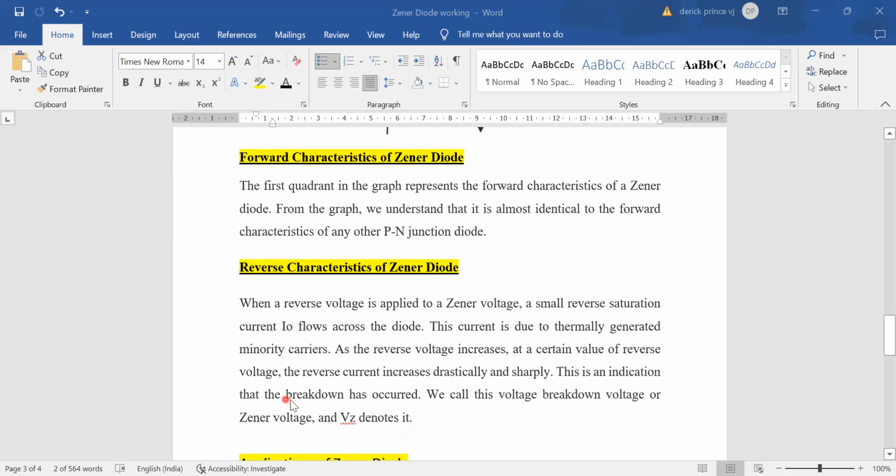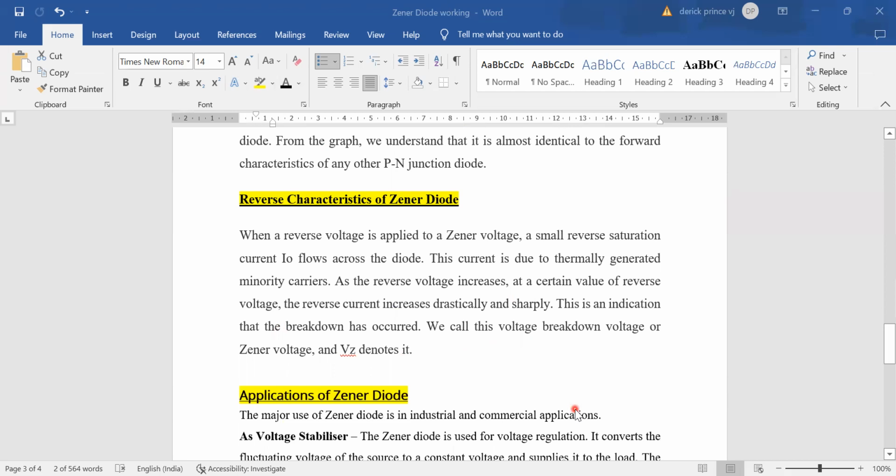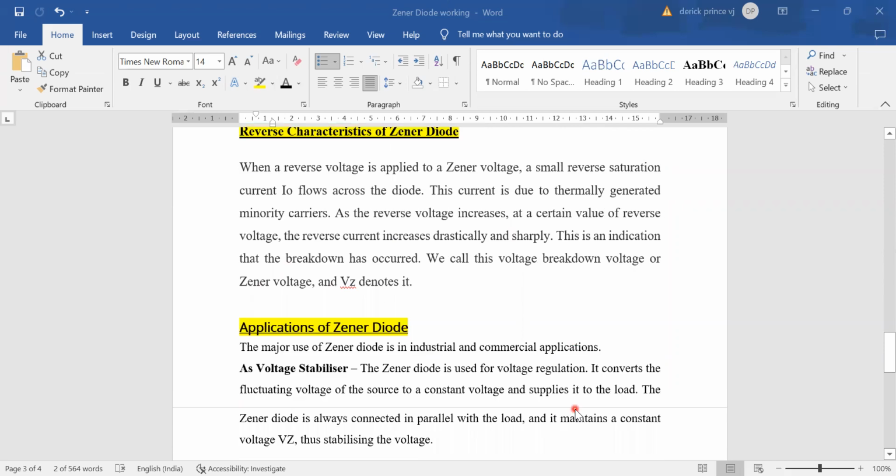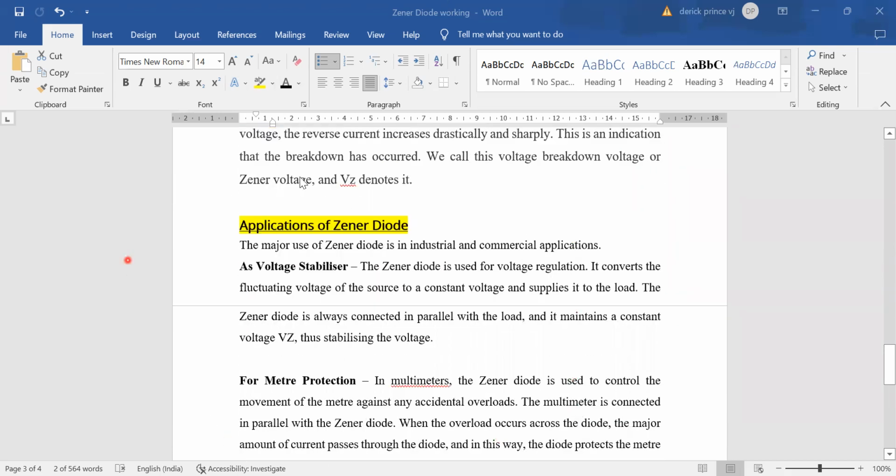This is an indication that the breakdown has occurred, but the diode will not get damaged. A normal diode will get damaged because it is not heavily doped, so it will not work in the reverse bias condition. But the Zener is working in the reverse bias condition. So we call this the breakdown voltage or Zener voltage, and we call it VZ. These are the names that can be used for the Zener voltage.